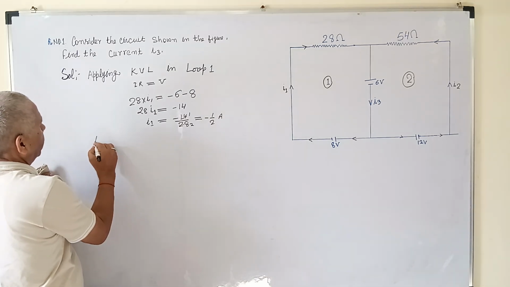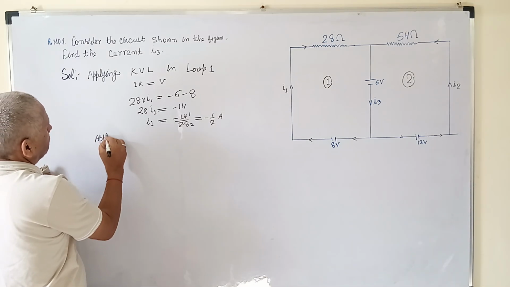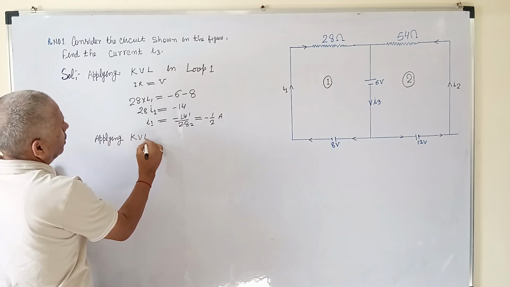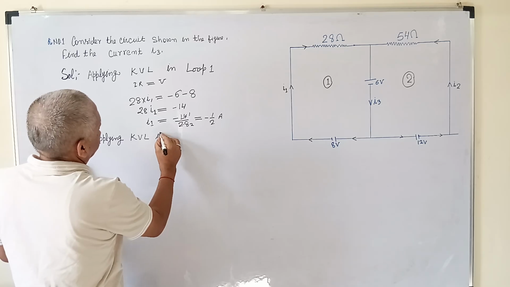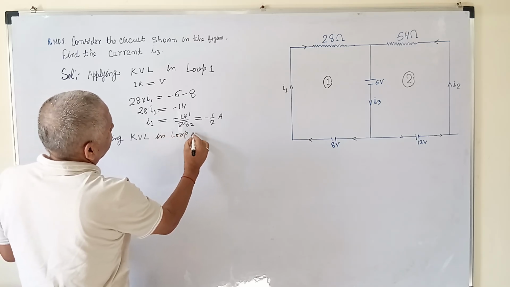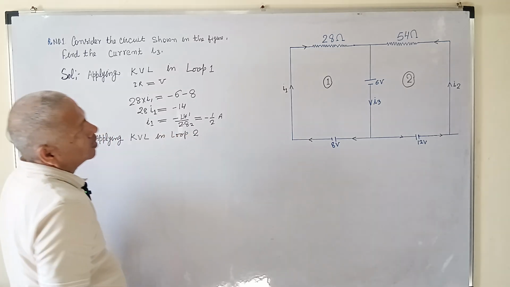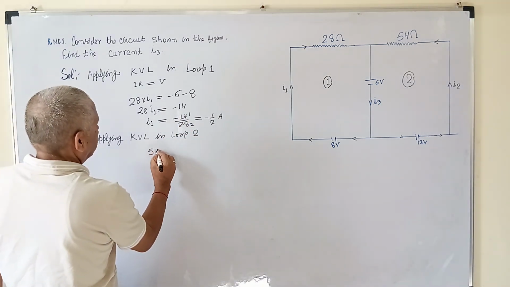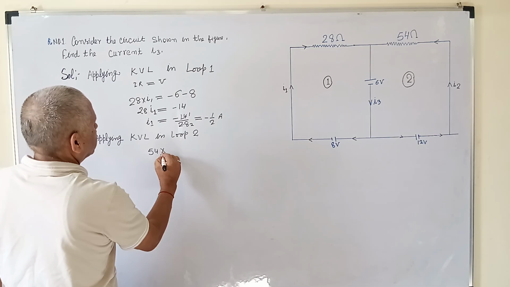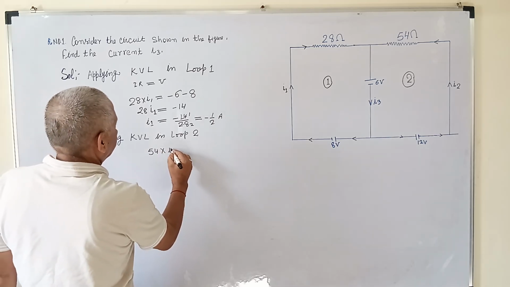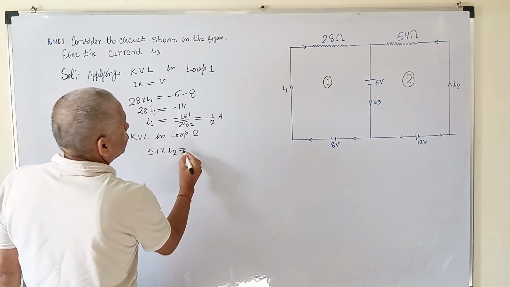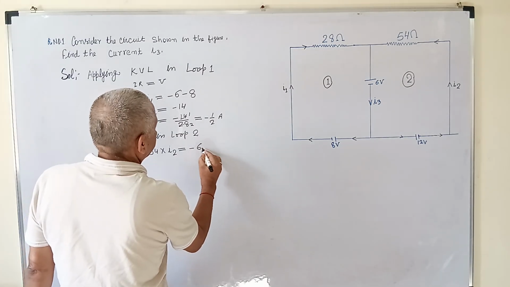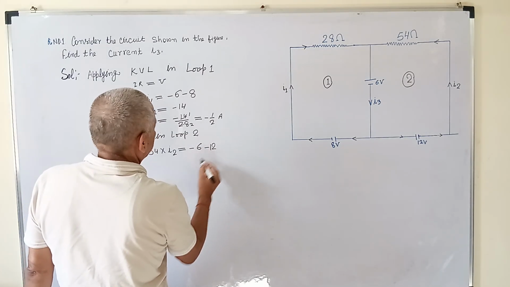Now similarly applying KVL in loop 2. Now we will see in loop 2, that is IR means 54 resistance into current, I2, equals to the potential difference, that is -6 -12.